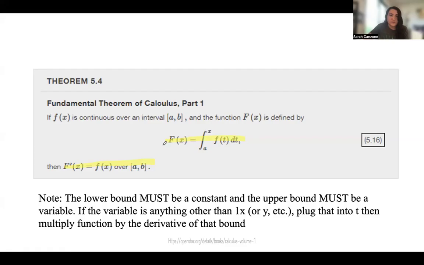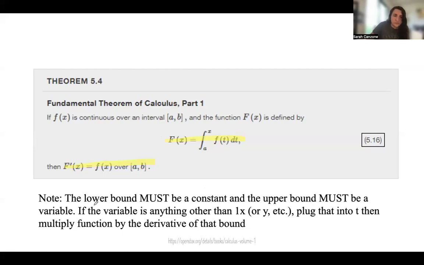Then you take the derivative of this. It's saying you can get rid of this right here and just plug in x, or whatever variable, into your function. Now, it's not quite as cut and dry when you have something other than just an x. If it was a 2x or a 12x squared, it's not as simple as taking your variable and plugging it into your function and getting rid of everything else. There's one extra step. But this is the general idea of it.